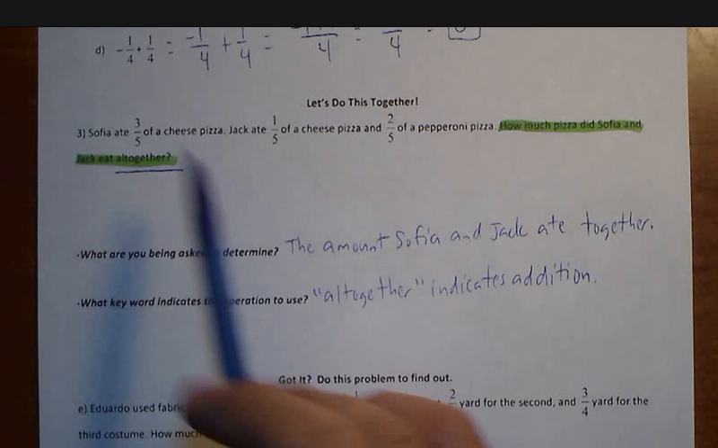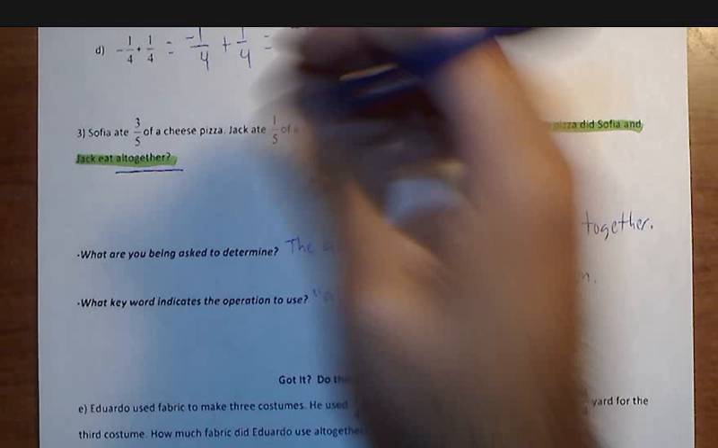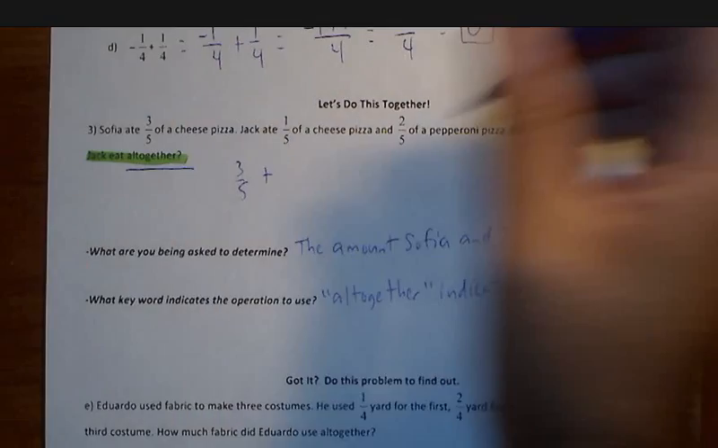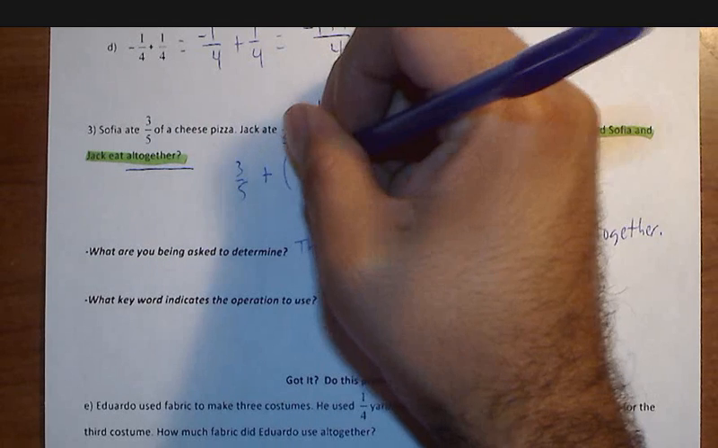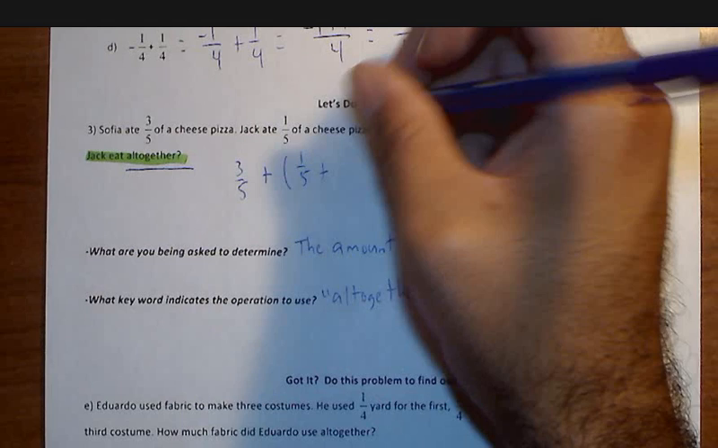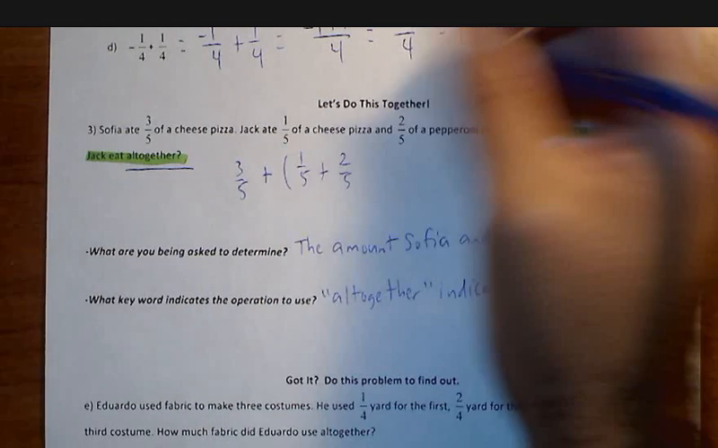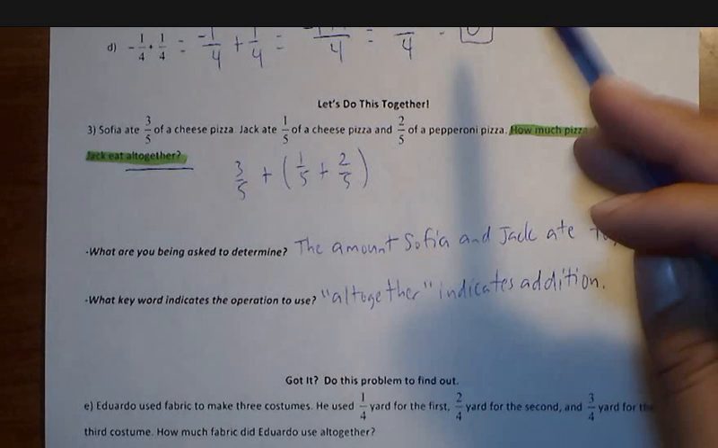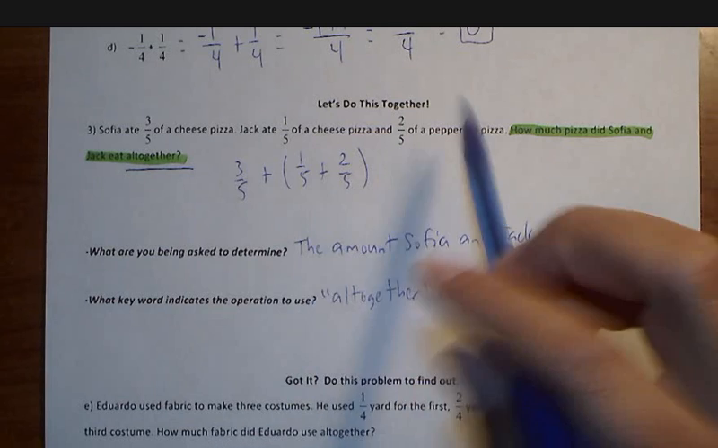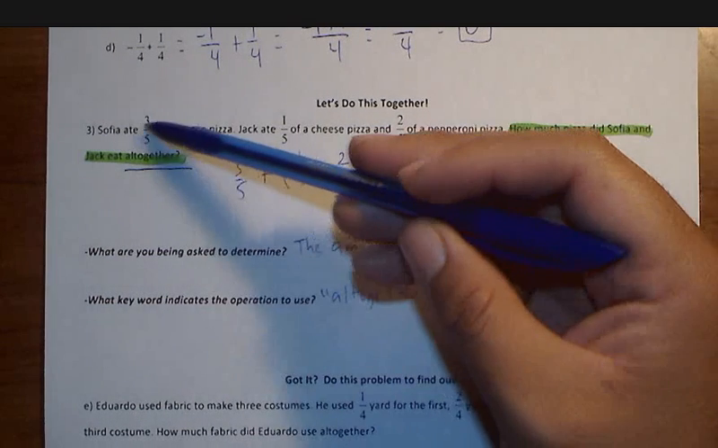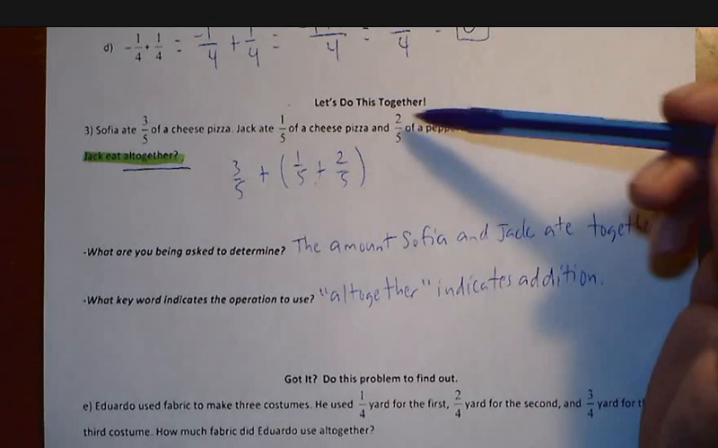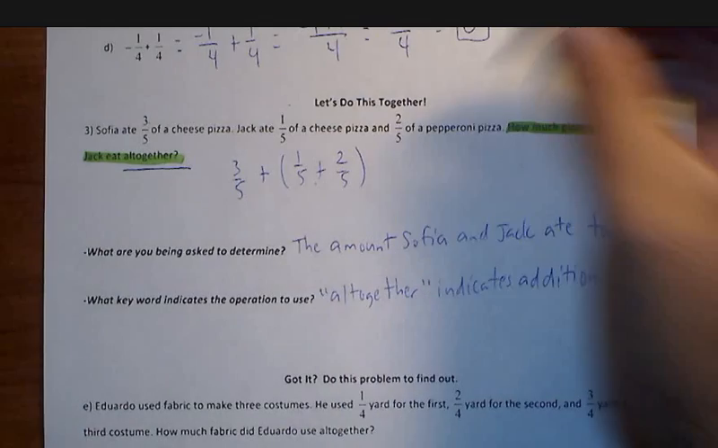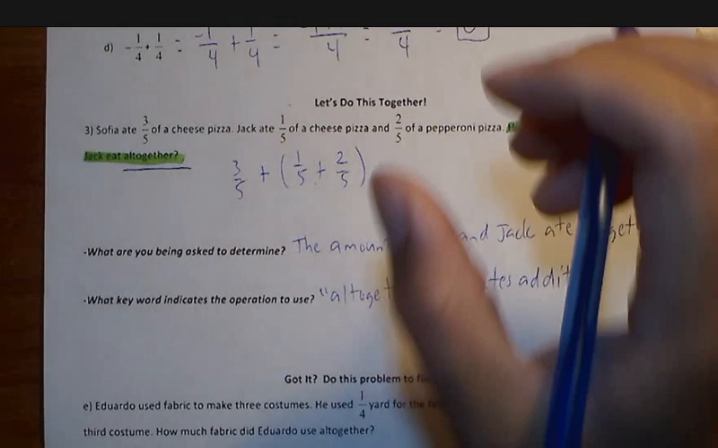So we're going to write this as 3/5 plus 1/5 plus 2/5. Now, you don't have to write the parentheses like I did. The reason why I wrote the parentheses is because 3/5 refers to Sophia, and 1/5 and 2/5 refer to Jack. Even if I didn't have the parentheses, I'm still going to get the same answer, but just to group the fraction parts together, I thought it'd be easier to write the fractions as they are here.